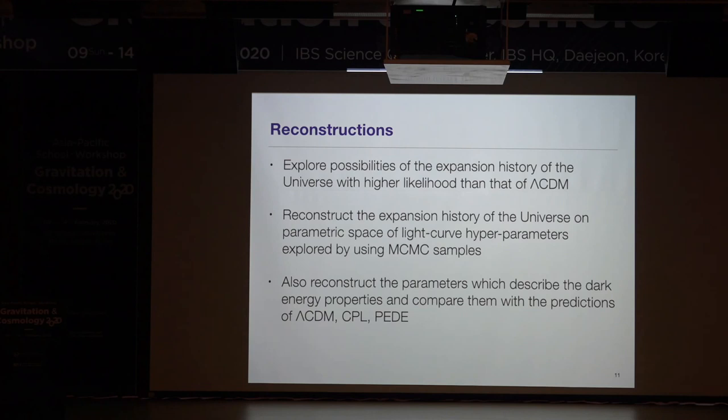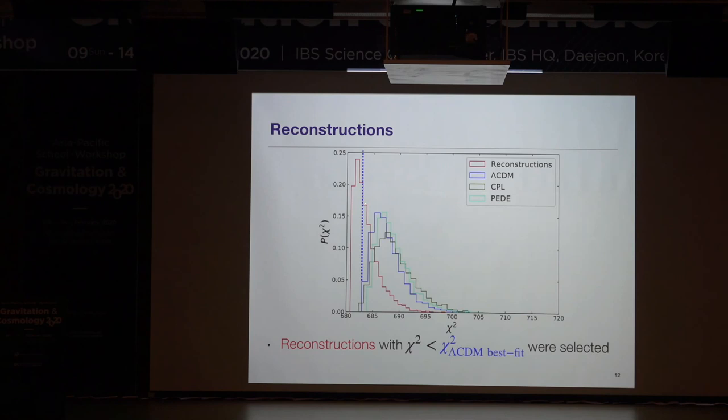This plot shows the distribution of chi-square from the reconstruction and the other three different models. You can see the red color, the chi-square from the reconstructed distance modulus, shows this distribution, and most of them have chi-square values lower than the lowest chi-square value of the lambda CDM model. So we choose only those reconstructions which have a chi-square value lower than the best fit of lambda CDM.